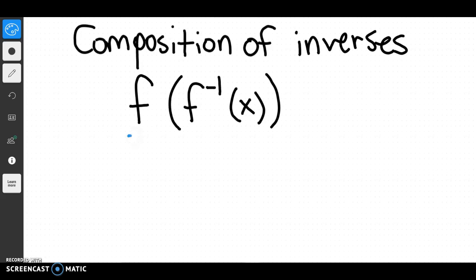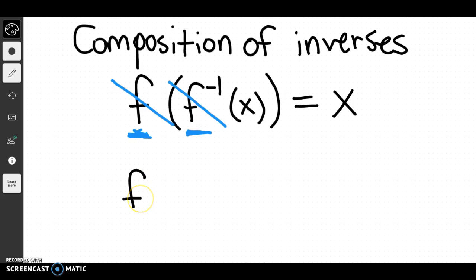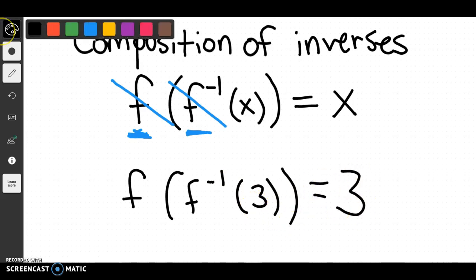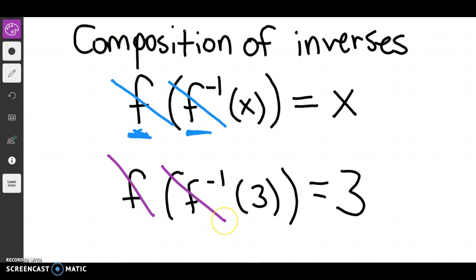Well, what should happen is if you take a function f and you take a function f inverse, these are opposites of each other. So f is an opposite of f inverse. So they actually cancel, and you're just left with what is on the inside, which in this case would be x. If I did this, we would be left with 3, because again, a function and its inverse should cancel, and then you'll just be left with your input. We're going to see how that works with a couple of examples.